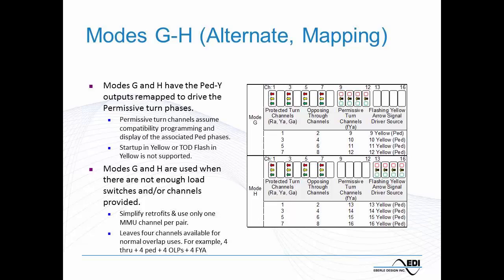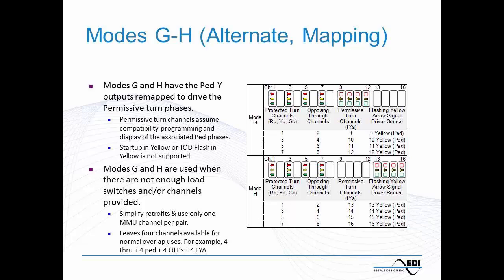So modes G and H can be very handy. Again, we kind of have the capability to monitor as though we had a 20-channel monitor, but we only have 16 channels of hardware and load switches, but it allows us to have that 8-phase quad, 4 PEDs, 4 flashing yellow arrows, and up to 4 additional monitored channels. They don't have to be overlaps. They could be additional through phases, whatever you need to use them for. So that's basically how we determine which MMU mode we're going to pick.